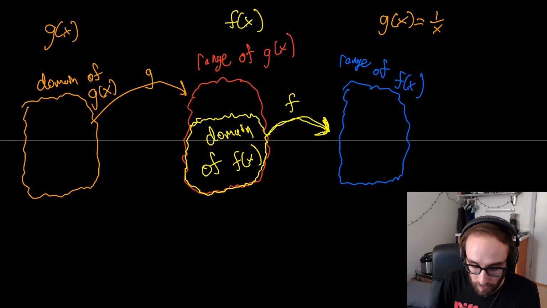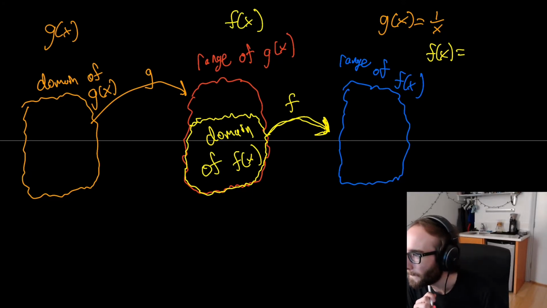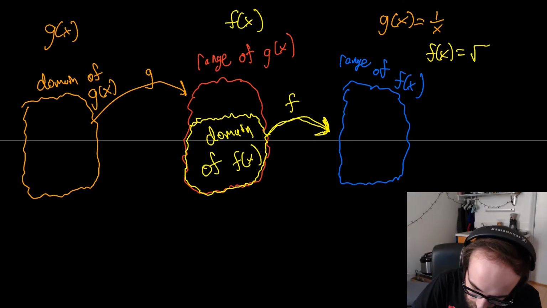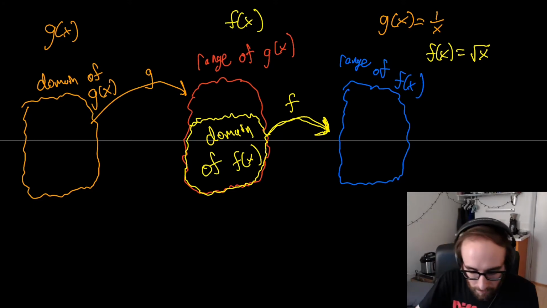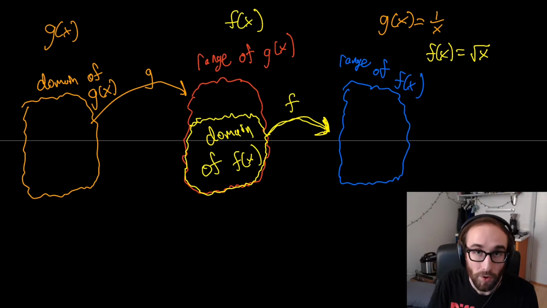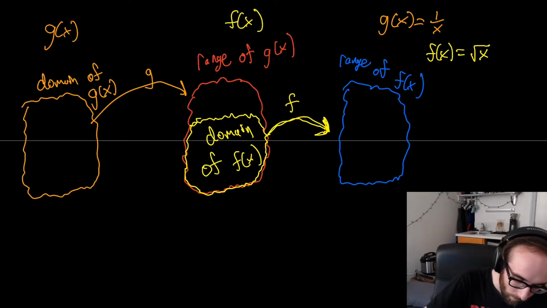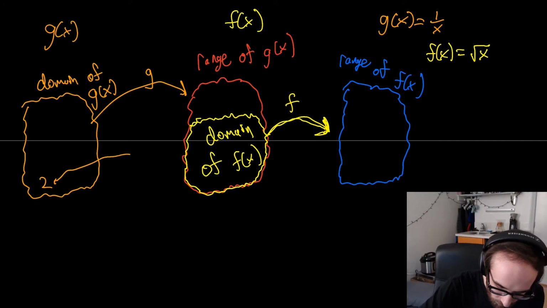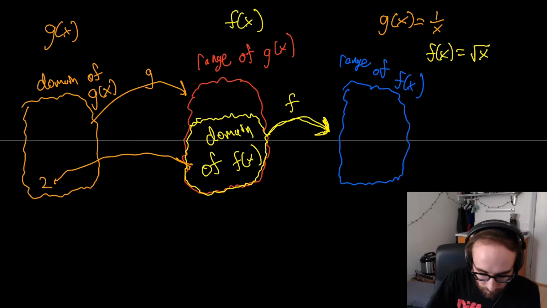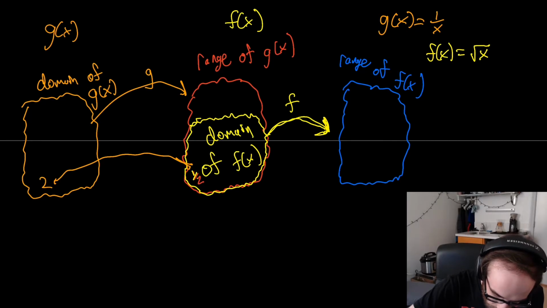So for example, let's say that f of x is equal to square root of x. So square root of x, a number that could be in the domain of f of x, that's also in the range of g of x. So g of x, let's say we plug in 2. We plug in 2, we go to our range, we end up with 1/2, and then 1/2 is also in the domain of f of x.